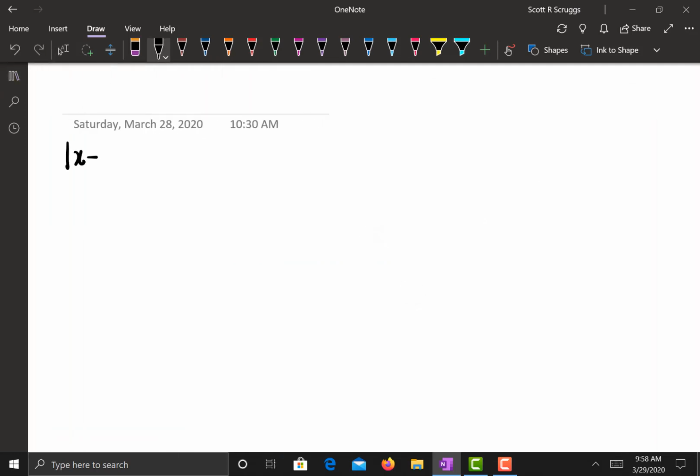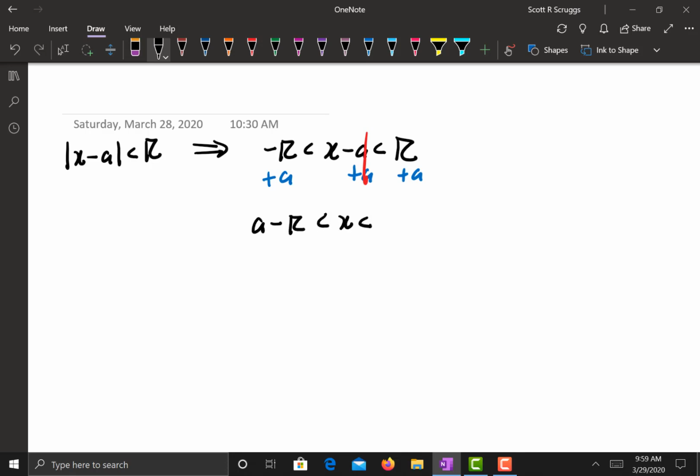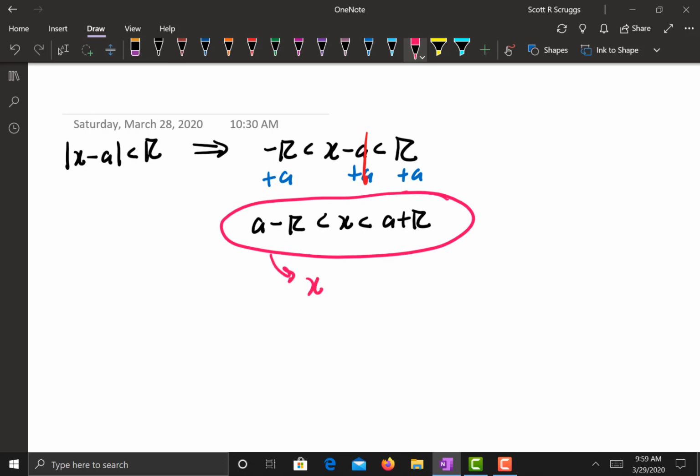In case 3, we say it converges when there is a positive number, capital R, such that the distance between x and a is less than R. One way to rewrite an absolute value is that anything inside the absolute value is greater than negative R and less than positive R. If I add a to all sides of this inequality, then what I get is a minus R less than x less than a plus R. This forms my interval, where x is in the interval (a minus R, a plus R).